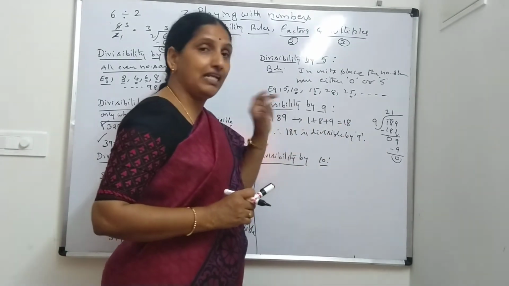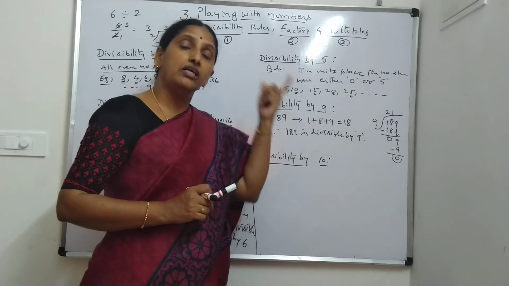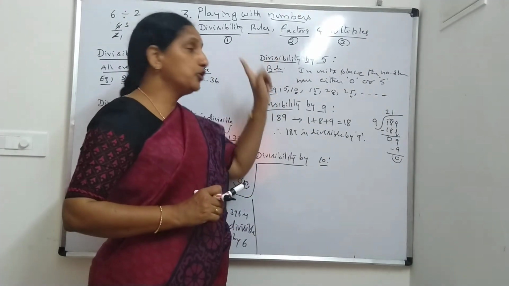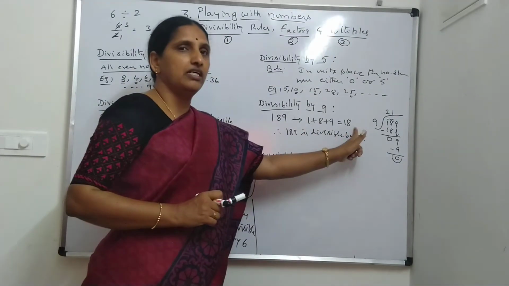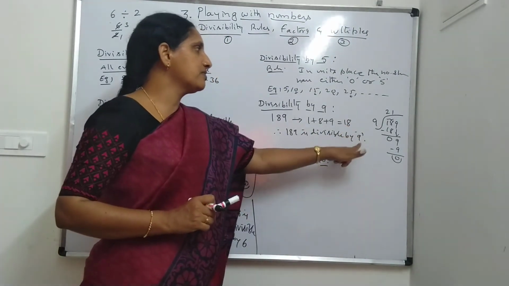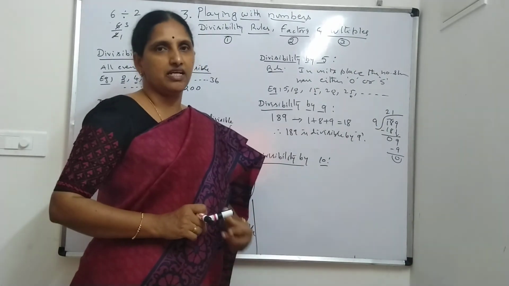But whenever you are asked to find out whether the given number is divisible by 9 or not, under this chapter, you should verify like this. You have to add the digits. See the number. This number is divisible by 9. Therefore, 189 is divisible by 9. That is how you have to write.